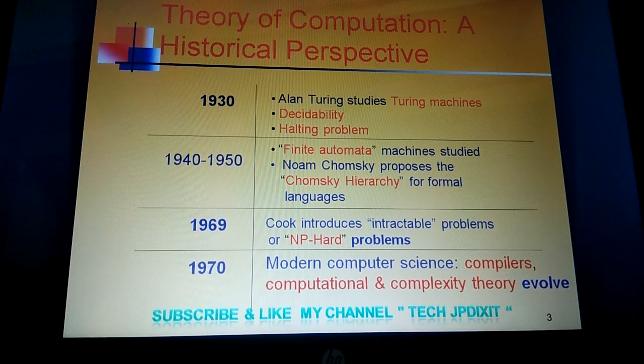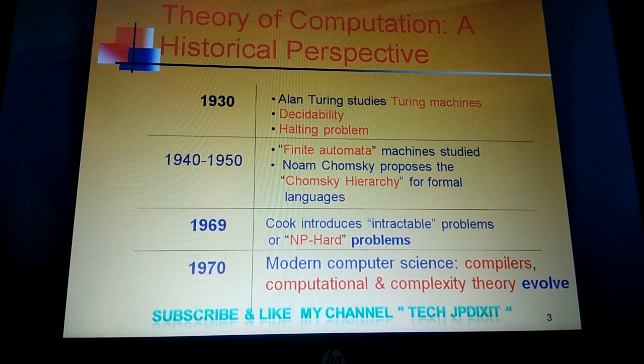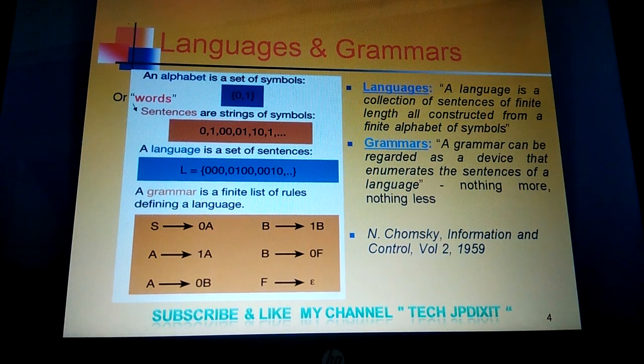Theory of computation, a historical perspective. In 1930 to 1970s, the growth of automata in terms of Turing machines, decidability, solving problems, finite automata. Noam Chomsky proposed the Chomsky hierarchy for formal languages. In 1969, NP-hard problems. In 1970s, compilers and computational complexity theory were involved. When we study automata, we also focus on alphabets, strings, grammar, and languages in depth.